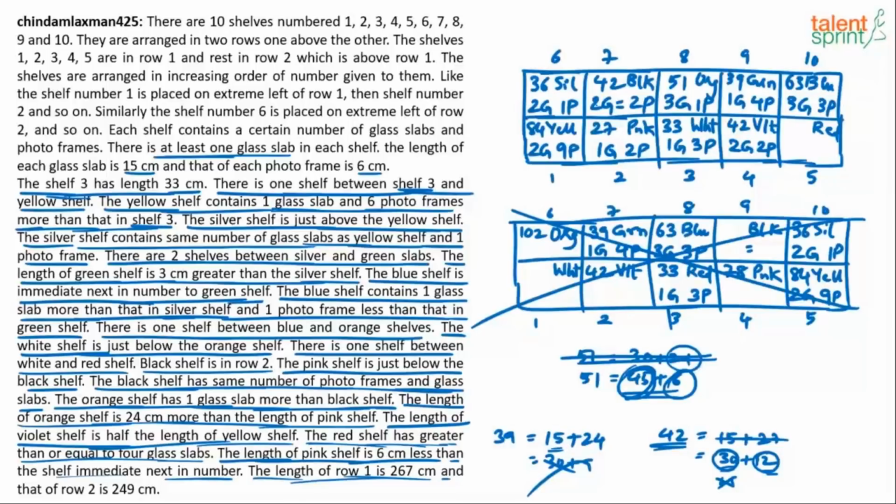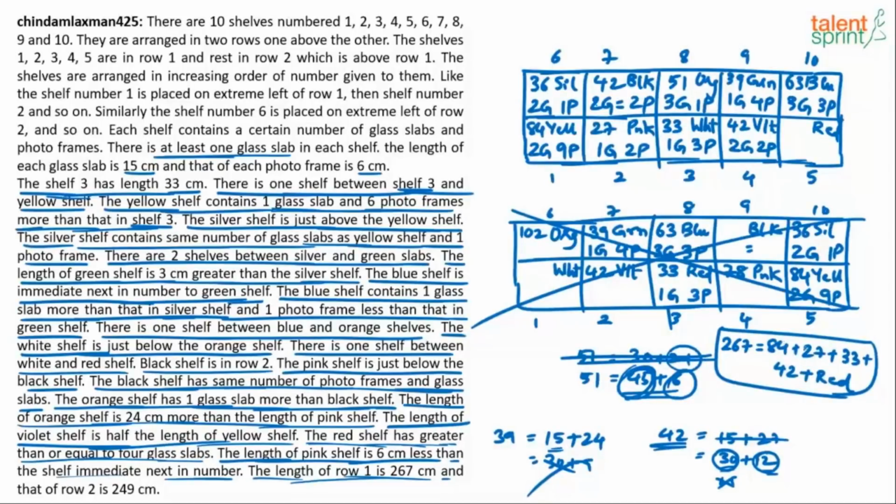So we will be able to find out the length of red, right? See, the length of row 1 is 267, it says. So from 267, if I subtract all these other values, I should get the red length, and then I can get the number of photo frames and slabs. So basically it says 267 is equal to 84 plus, you don't have to write this, you can do the calculation mentally, I'm just trying to explain it to you, 33 plus 42 plus red. That's the statement. The length of row 1 is 267.